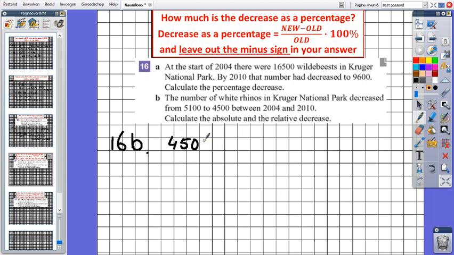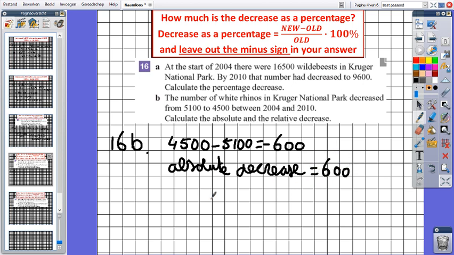Then you're going to use the same way, 4,500 minus 5,100. Now you're going to find a negative number. And again, in this case as well, you can leave out this minus sign. It just indicates that we found a decrease. So absolute, not percentage, but just the number, the amount. Decrease is going to be 600. However, the relative we're going to calculate using new minus old divided by old times 100% again.